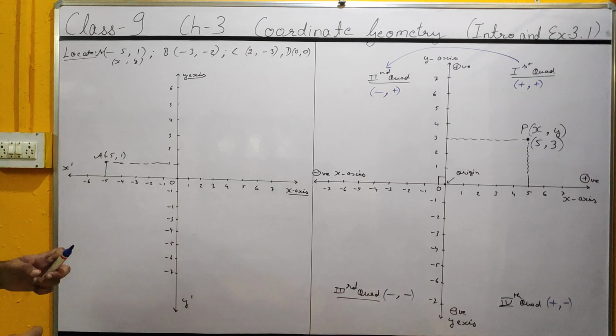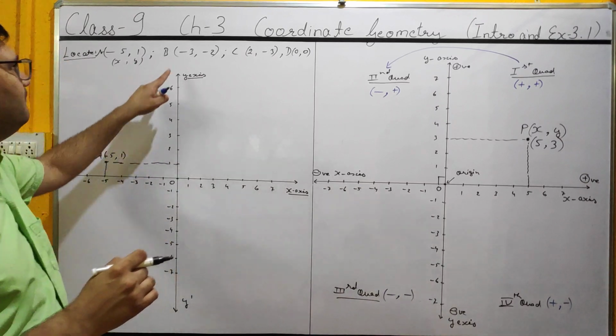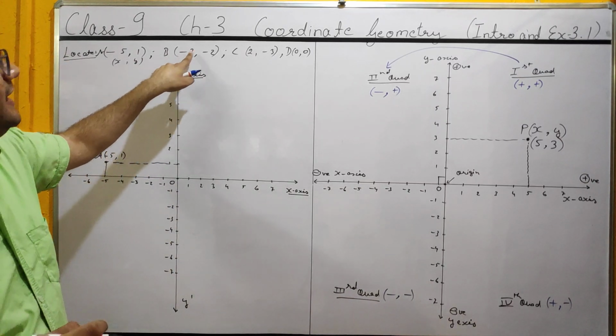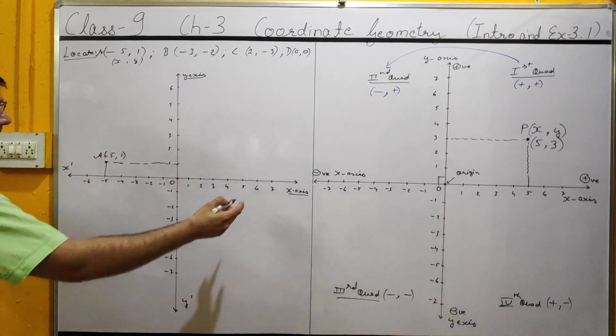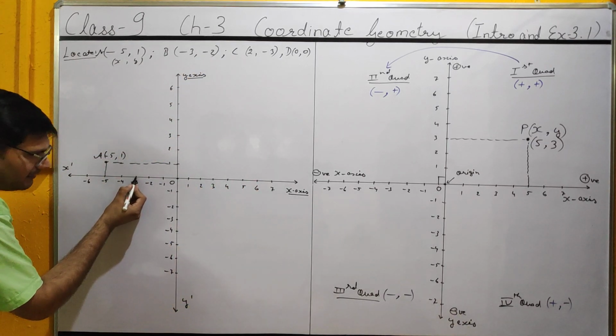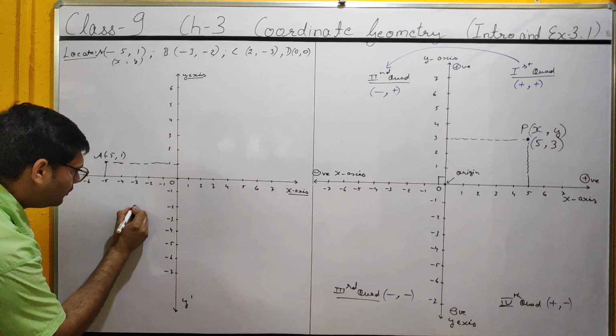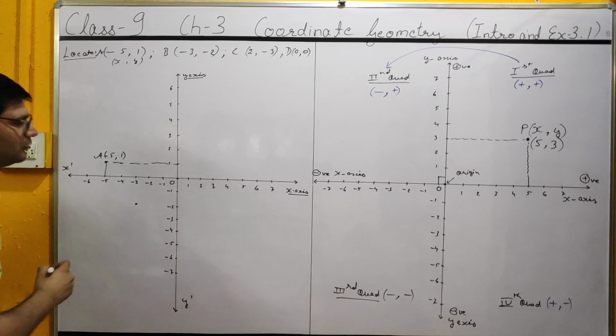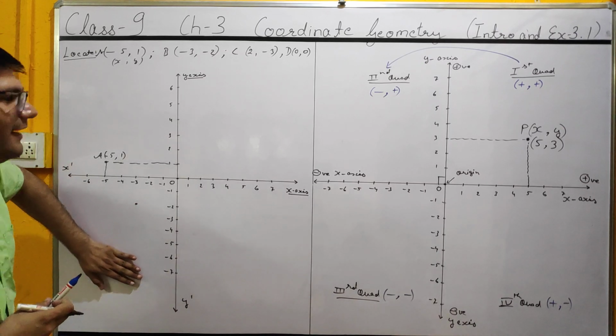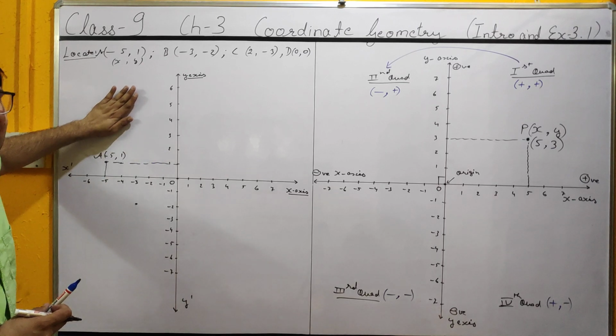In this way we have to locate the points on Cartesian plane. B point, minus 3 and minus 2. So both are negative. Also they will lie in the third quadrant. This point lies in the second quadrant.